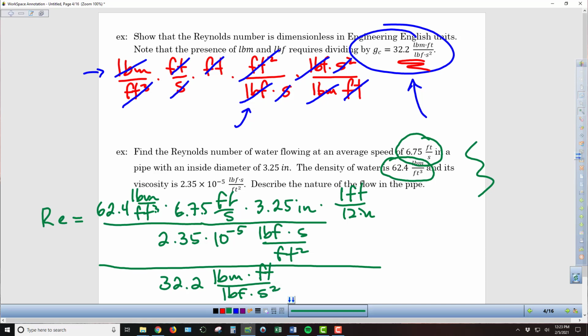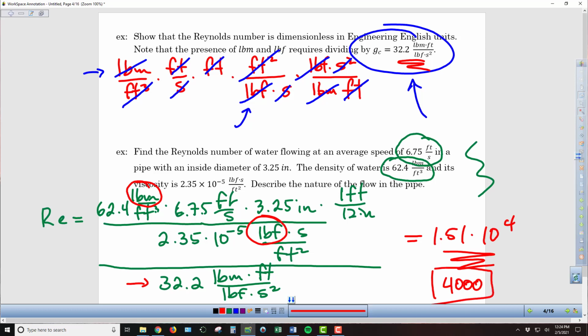So it's always a good idea to include your units in your calculations so that we recognize that we've got this mismatch of pound mass and pound force, and we're supposed to end up with a dimensionless quantity for the Reynolds number. So we're only going to catch that if we include those units in our calculation and then recognize that we have to divide our entire answer by G sub C. So in the end, if we push buttons on our calculator, we should end up with an answer of 1.51 times 10 to the fourth. And so if we compare that number against the guidelines for characterizing flow of fluid, we see that's clearly above that 4,000 threshold for turbulent flow.